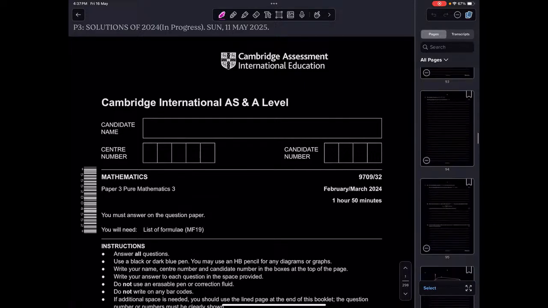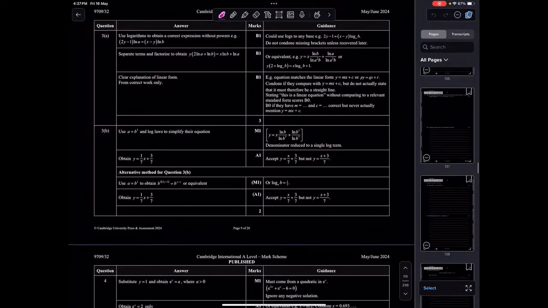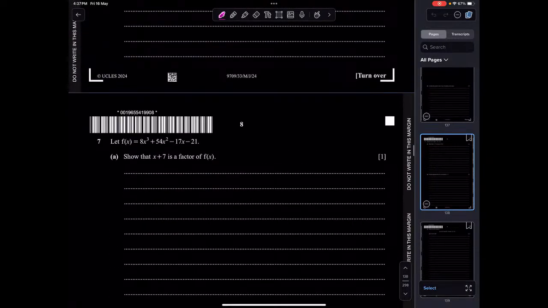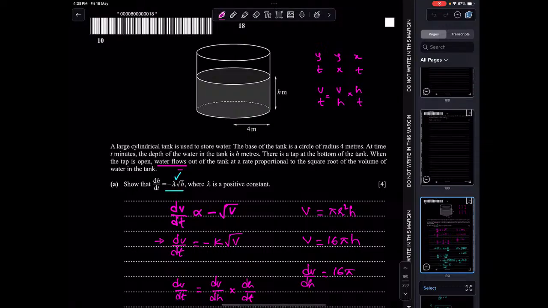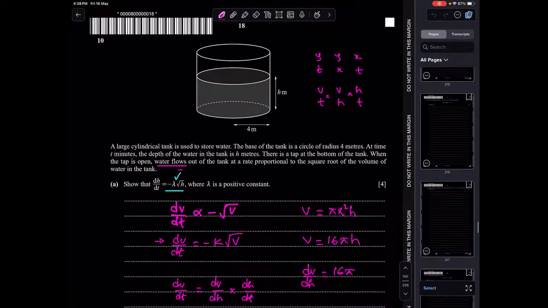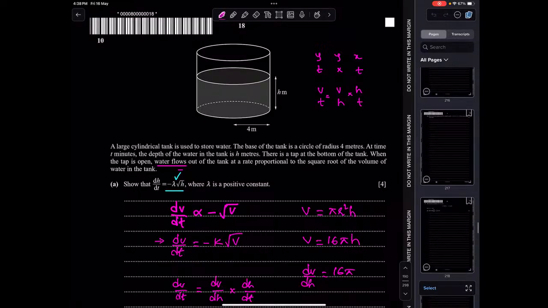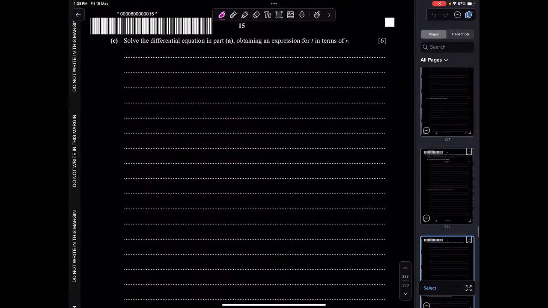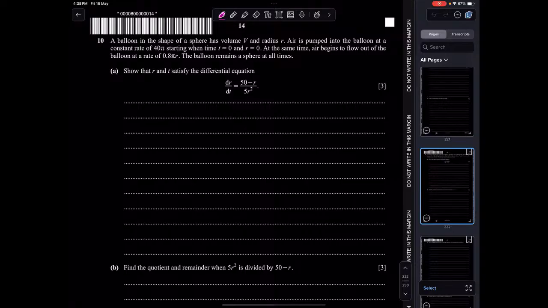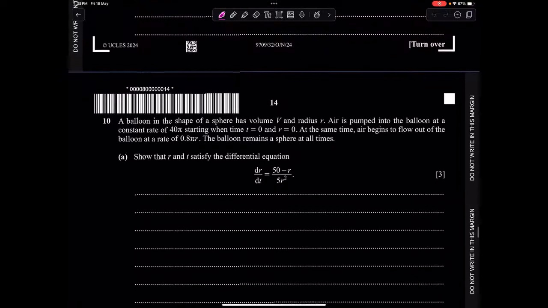Differential equation question number 10 of November 24. I did this question in my last class. So the next question is question number 10 of November 24 paper 3-2.